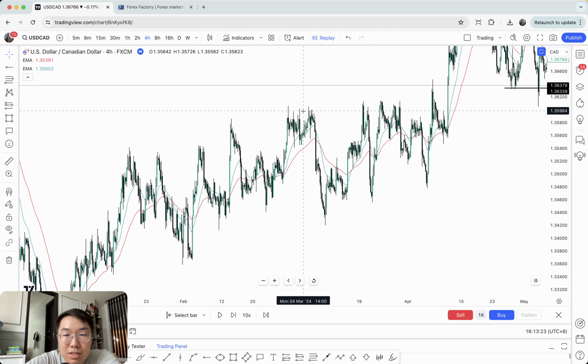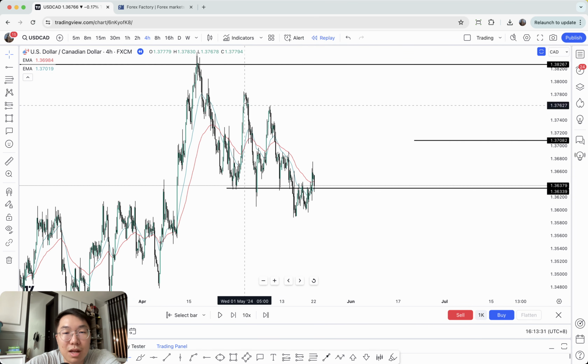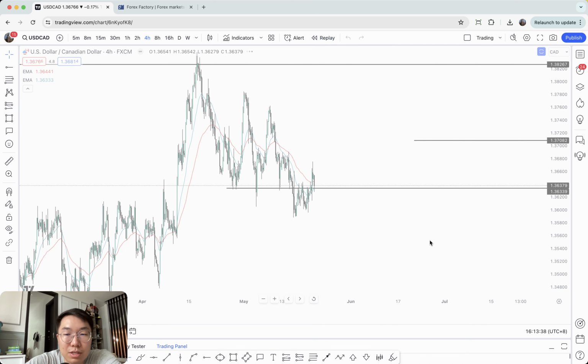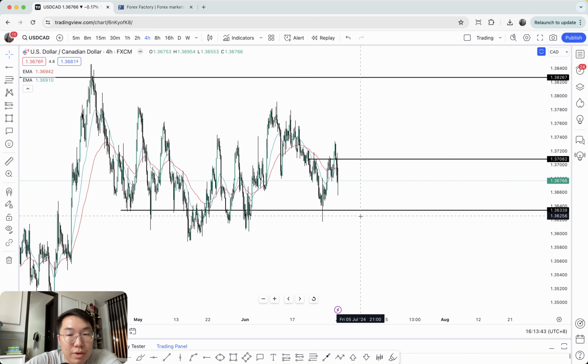Short it at the resistance, cover the position at the support, long at the support, cover your position at the resistance. These are clear ranges, but look at this. It's a little bit slanted. It has no clear equal high shown as well, so it's not a good range to trade. That's why you should only be shorting around 137.70, and otherwise shouldn't be doing anything.